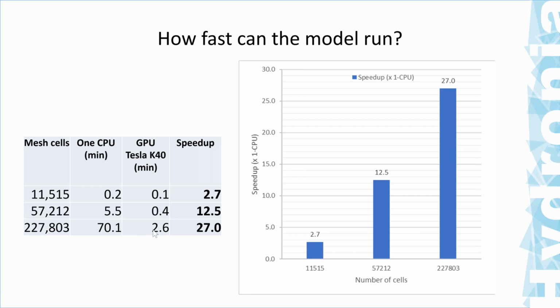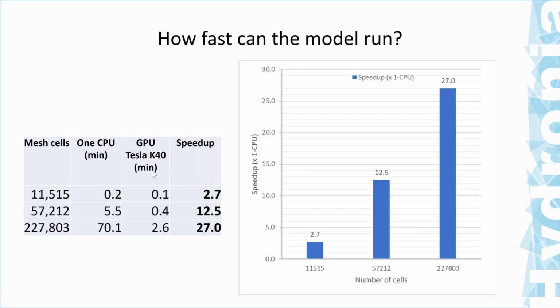Instead of more than 1 hour, we can solve the same problem in less than 3 minutes here. So that is a speed up of close to 27 times. That means the model runs in this mesh 27 times faster with the GPU card than the one CPU model. Now, bear in mind that the Tesla K40 is far from the fastest now.